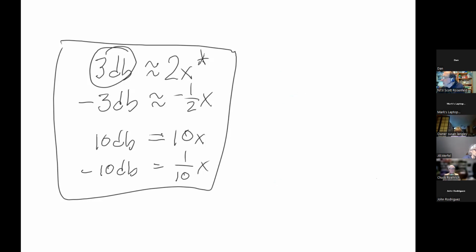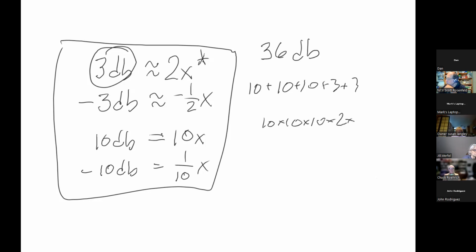Let's say that you have a gain of 36 dB. What would that be? 10 plus 10 plus 10 plus 3 plus 3. So that's 10 times 10 times 10 times 2 times 2, which is 1,000 times 4, so 4,000 times. That's it. It's quick and easy and it makes a lot of sense. It's very easy to remember.